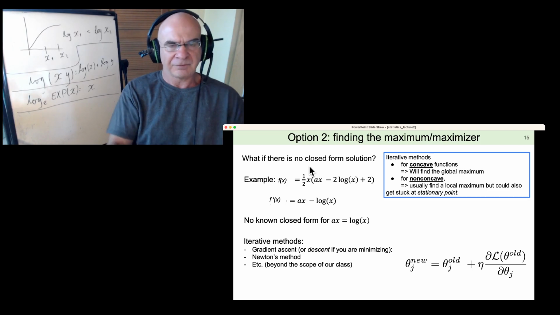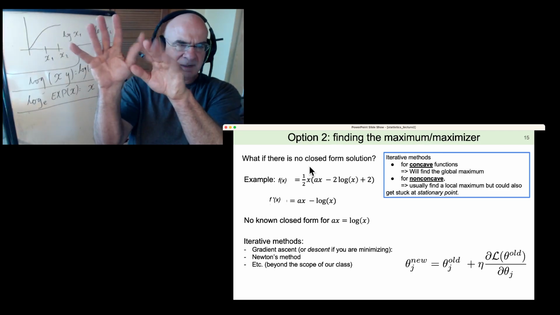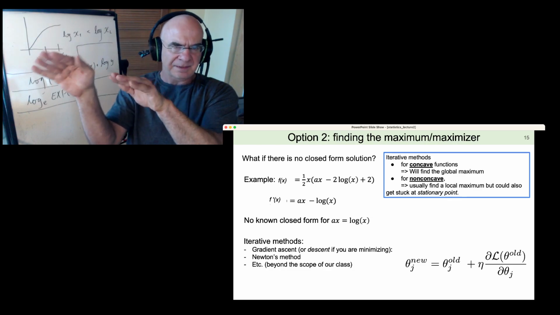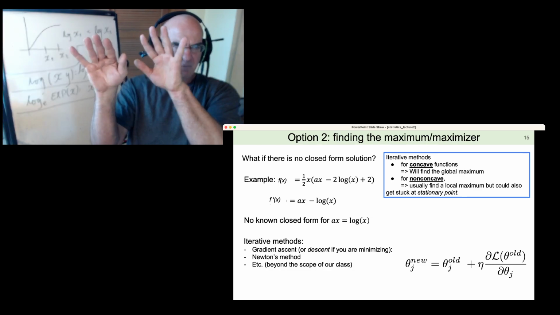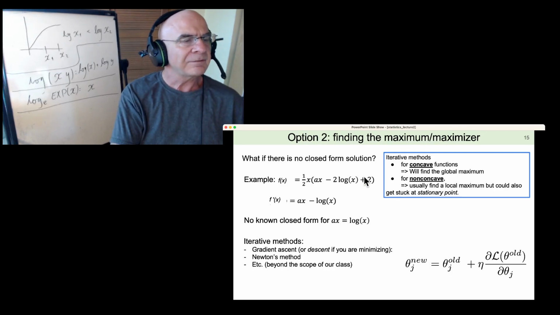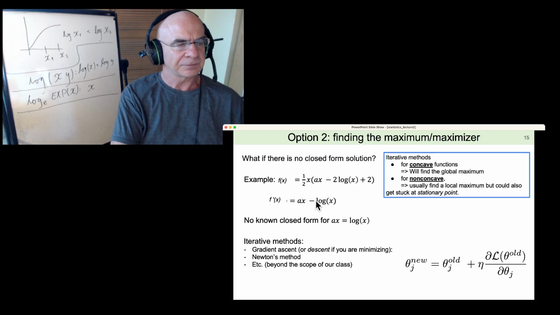What is the derivative of a product of two functions? It's the derivative of the first times the second, plus the derivative of the second times the first. The derivative of log x is 1 over x. Do the calculation. F prime of x is ax minus log x. I want to make it equal to 0.